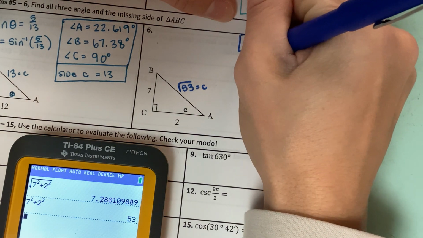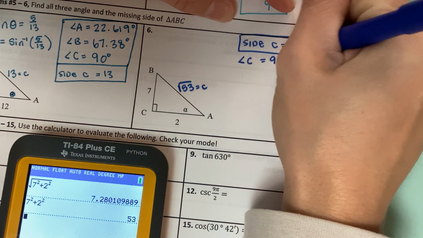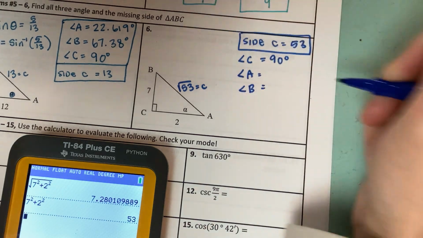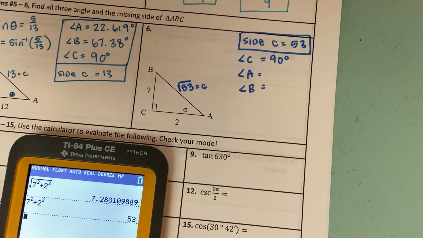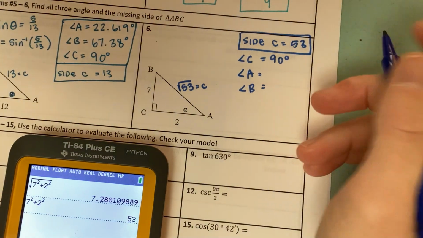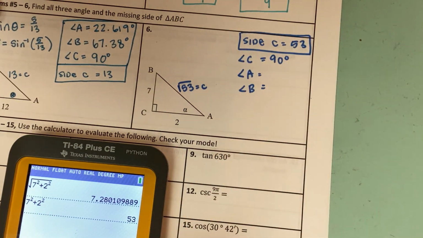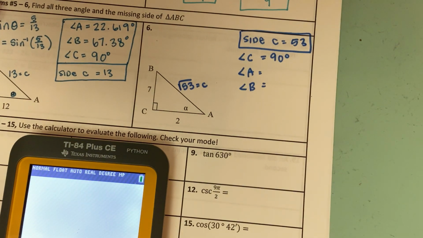All right, now for my angles. Now we know angle C is 90 degrees, and just like we did on the other one, to figure out angle A and B, you're going to use one of the trig functions. You don't have to use sine. You could use cosine if you wanted. Cosine is adjacent over hypotenuse. But I'm just going to stick with sine because that's what I like.